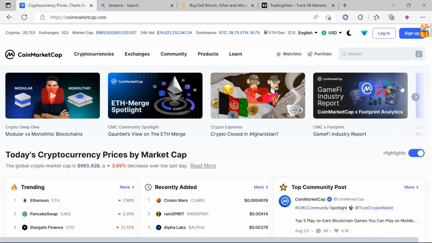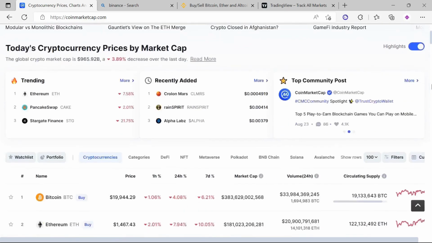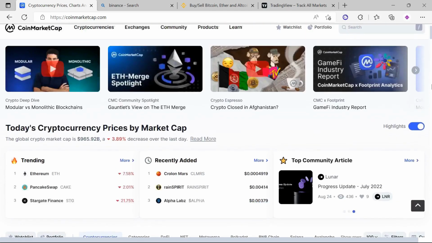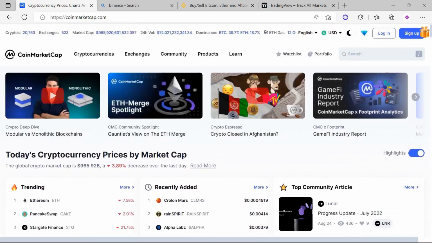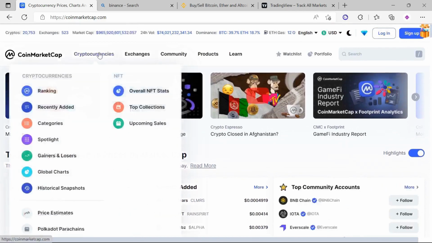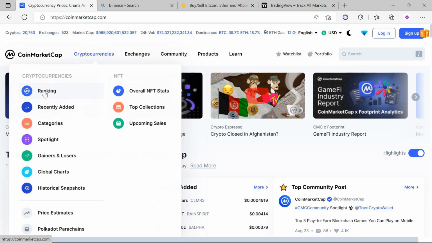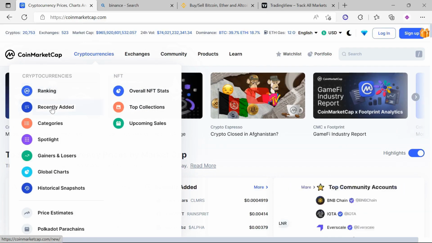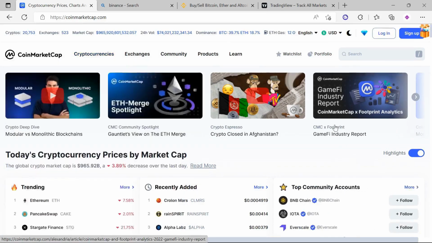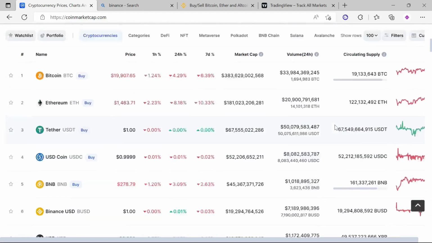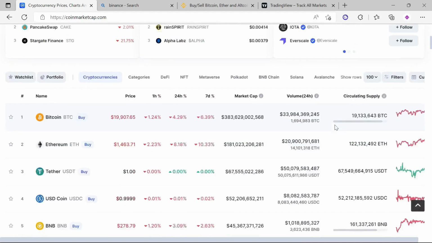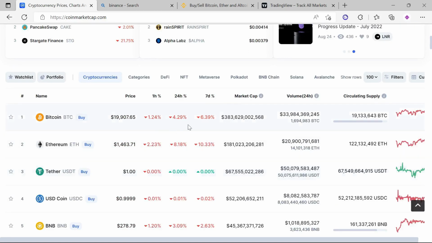You see here on CoinMarketCap, you have cryptocurrencies. You can know about rankings of cryptocurrencies, and recently added cryptocurrencies for people who like to buy new cryptocurrencies. You can see recently added cryptocurrencies here. When you come to CoinMarketCap, you come to check out data on cryptocurrencies, check out current price.